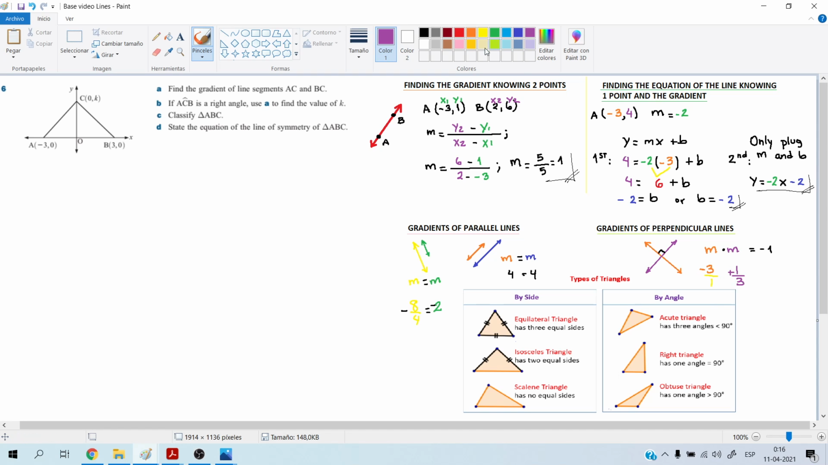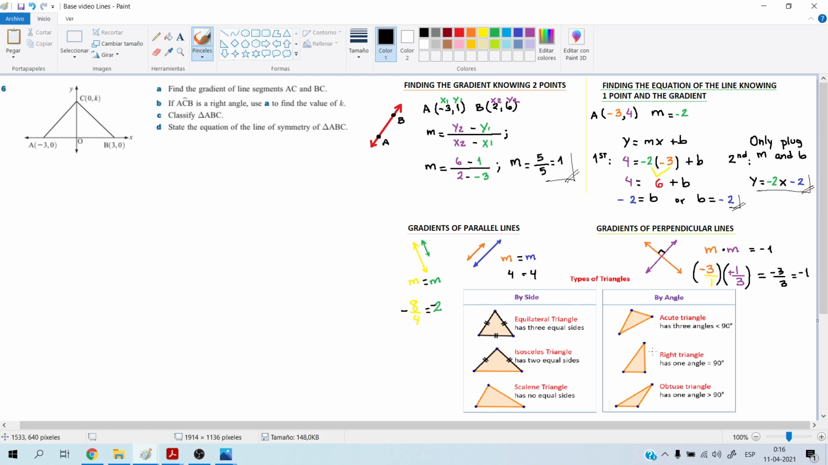But what if we multiply them? This is how we prove it. If you multiply these times this, the answer has to be -1. Let's see, -3 times 1, -3, divided by 1 times 3, 3. 3 over 3 is 1, and we have different signs, so the answer has to be negative. And that's how we get to prove that we multiply the two gradients and we get a -1.